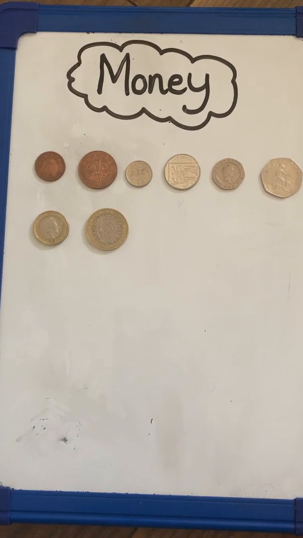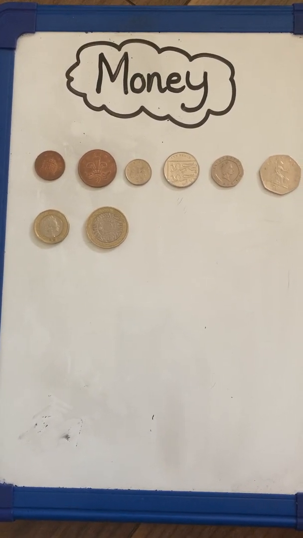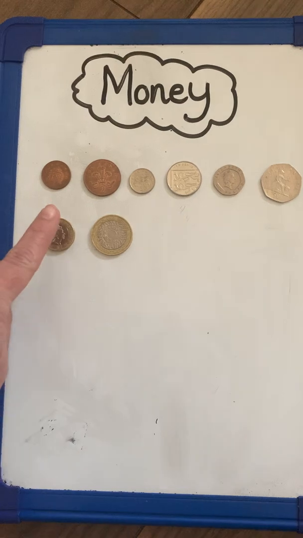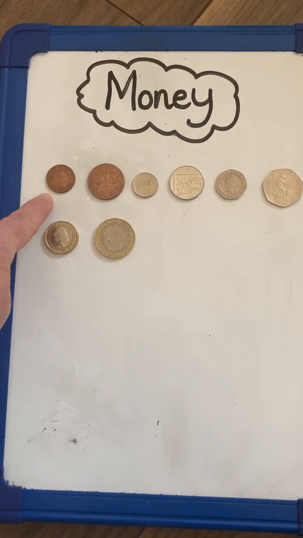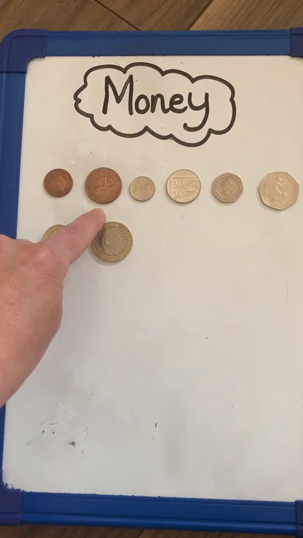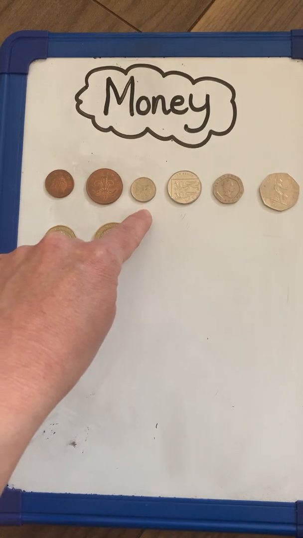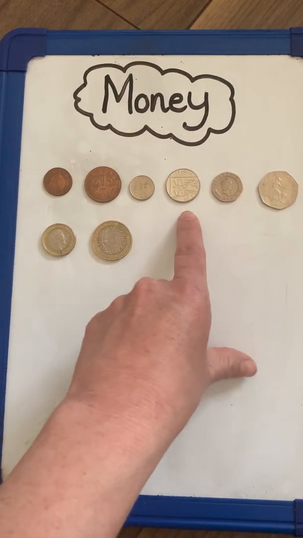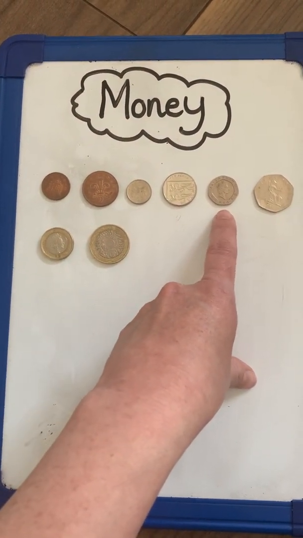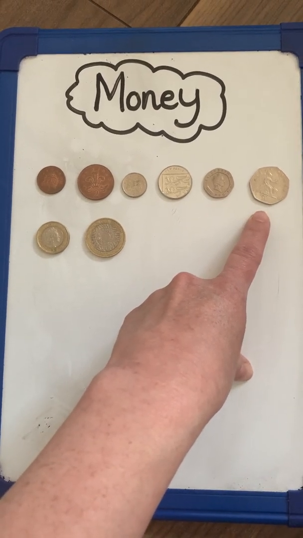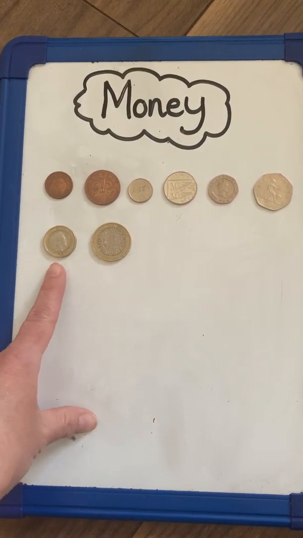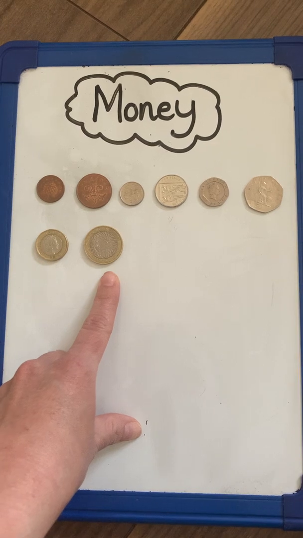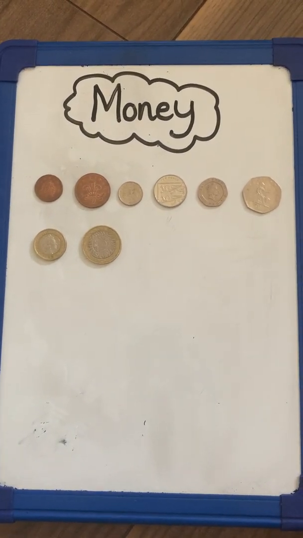So we'll just have a quick recap of the coins that we can see here. So we've got 1 pence, 2 pence, 5 pence, 10 pence, 20 pence, 50 pence, £1 and £2. And a little bit about the value.